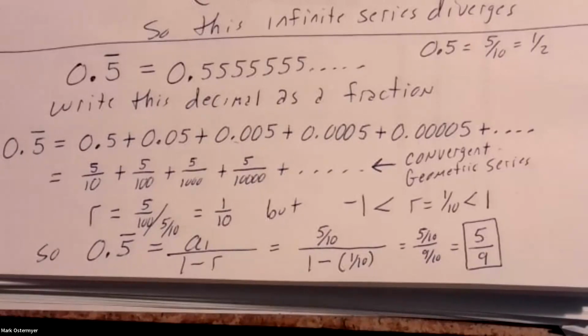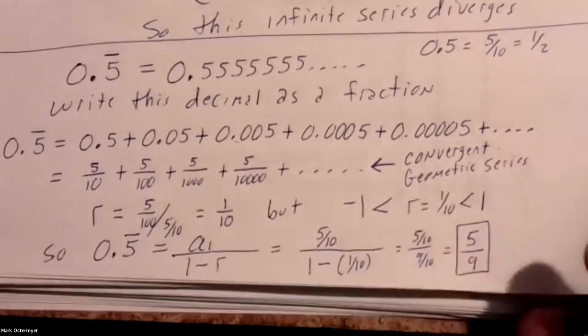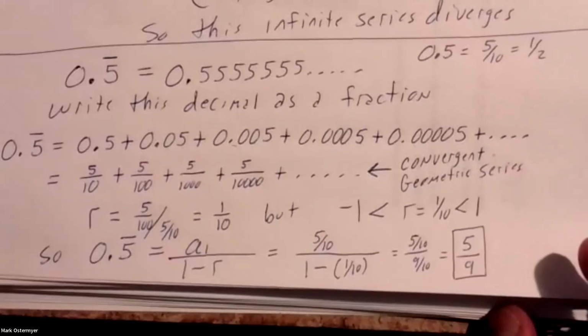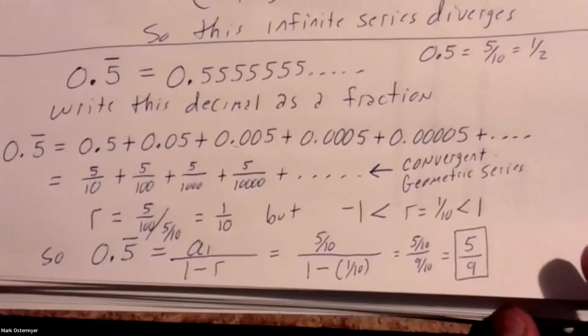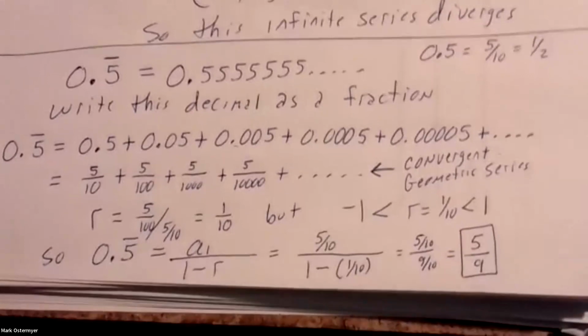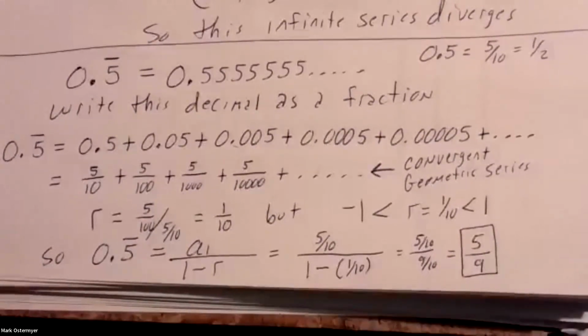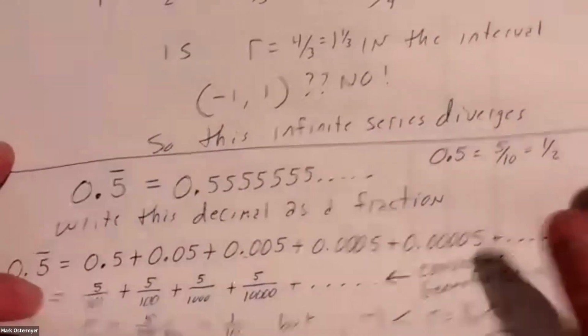Now that was kind of an easy one, 0.55555. I'm going to show you another one that's not as easy as this one here, though. But that's how you would write that repeating decimal as an equivalent fraction, 5/9. All right, let's look at another one.